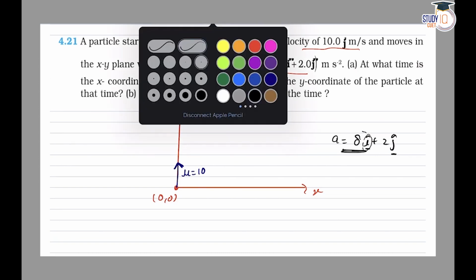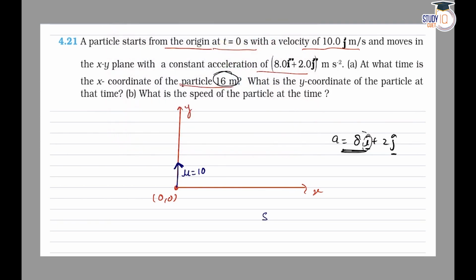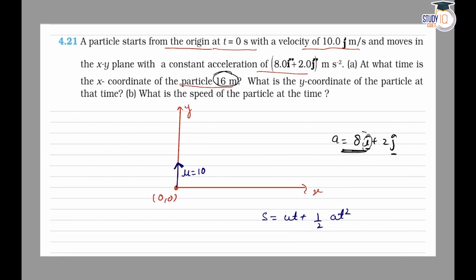In order to write the equation along x axis, we use the equation s equal to ut plus half at square, as acceleration is constant along x direction. What is displacement? Displacement is final position minus initial position. So along x, displacement can be written as x final minus x initial. Initial velocity in x direction is 0, as the particle has initial velocity only in y direction. Acceleration in x direction is given as 8, and time is what we have to find.